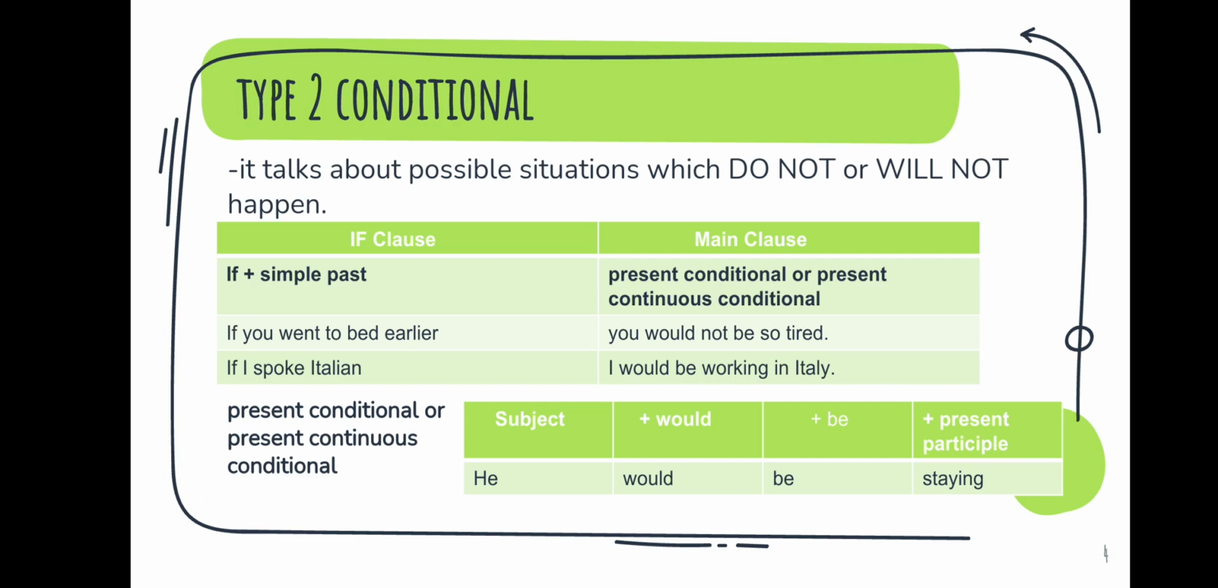So on the function, the type 2 conditional refers to an unlikely or a hypothetical condition and its probable result. These sentences are not based on the actual situation. In type 2 conditional sentences, the time is now or any time and the situation is hypothetical.